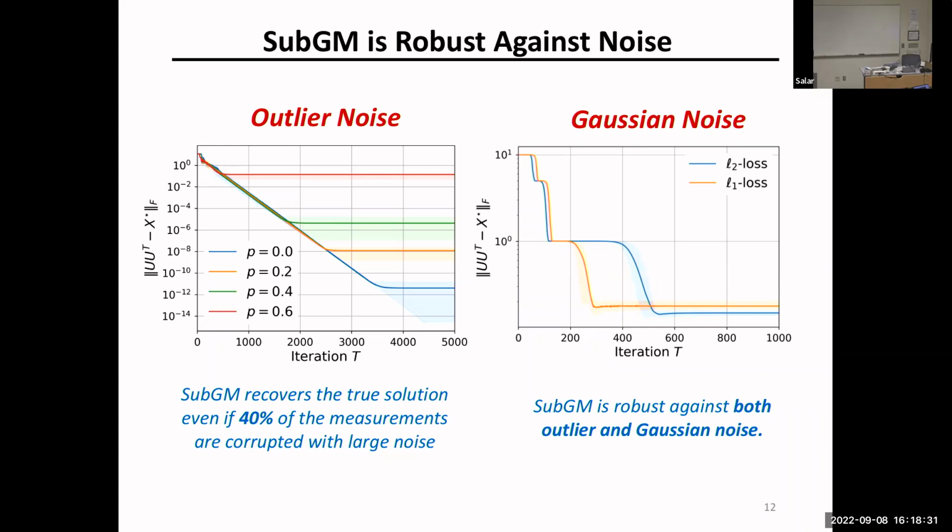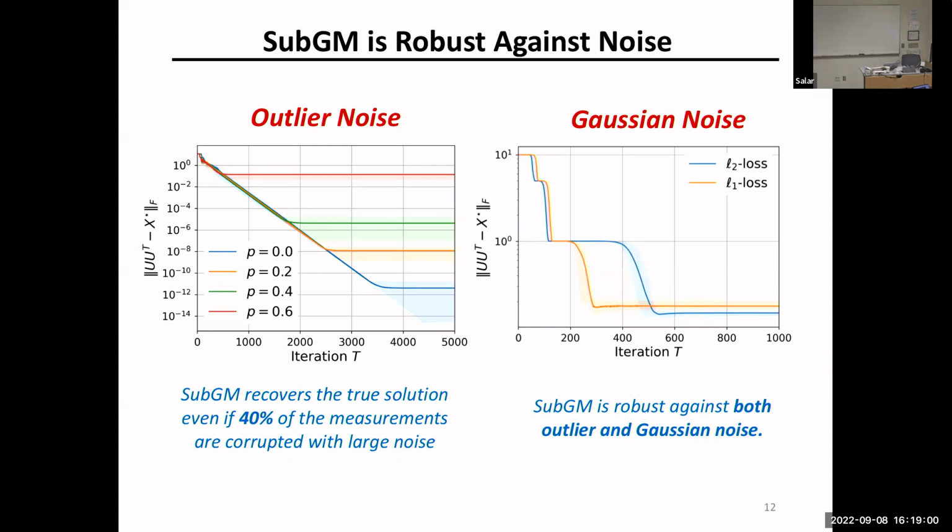Can you remind me what's X star? X star is the M star. Sorry for the typo. This is the true low rank solution that I want to recover. Remember, all these instances are overparameterized. So here, the rank of U is not necessarily the same as the rank of M star. Any other question before I move on?